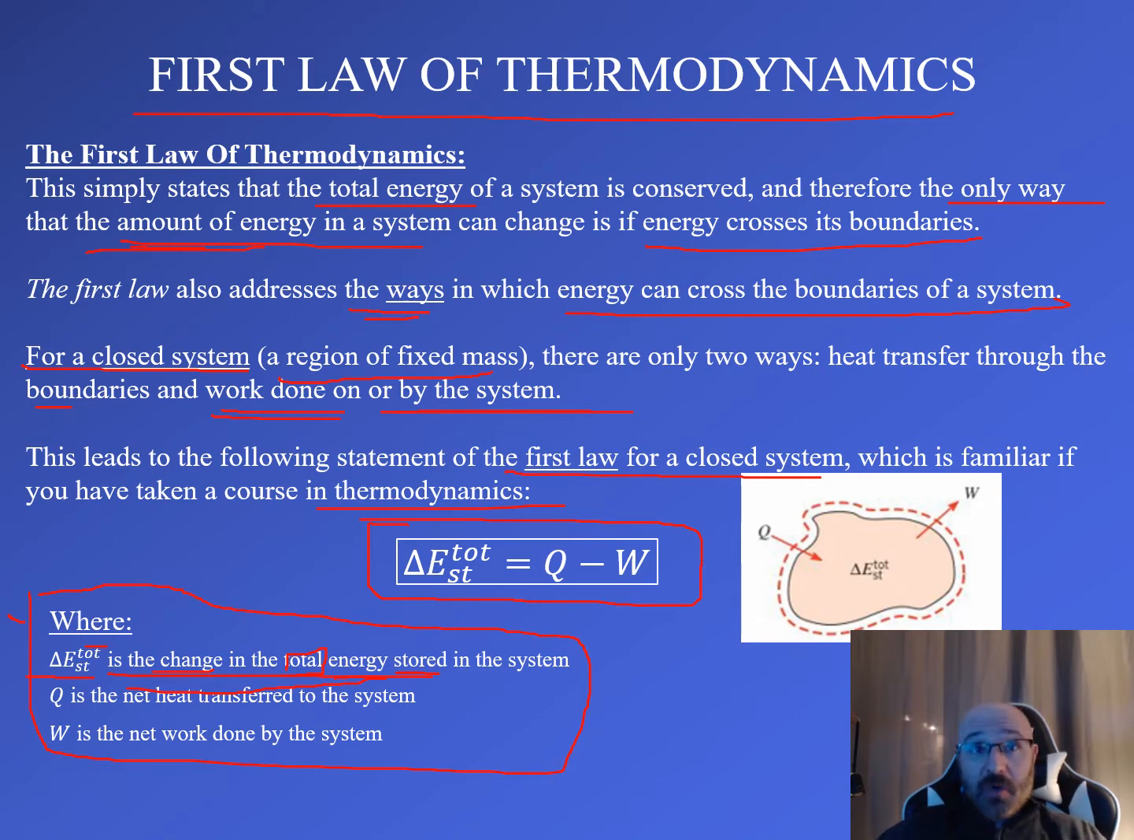Now the Q within our governing equation here is going to be the net heat transfer to the system, where W is the work done by the system. Is it done to or by the system? That's something that's important here. So this is the way we define Q and W as related back to our governing equation. Now we can see a visual representation of this.